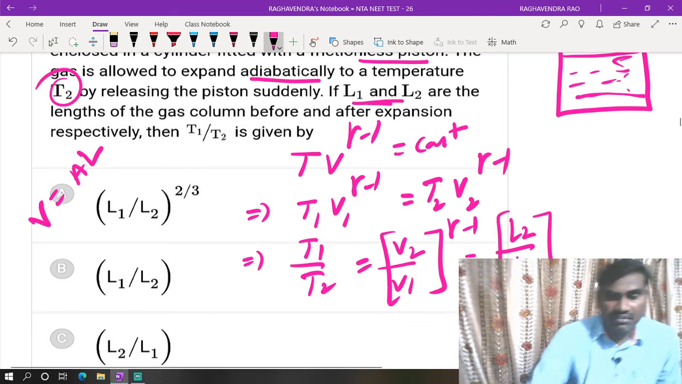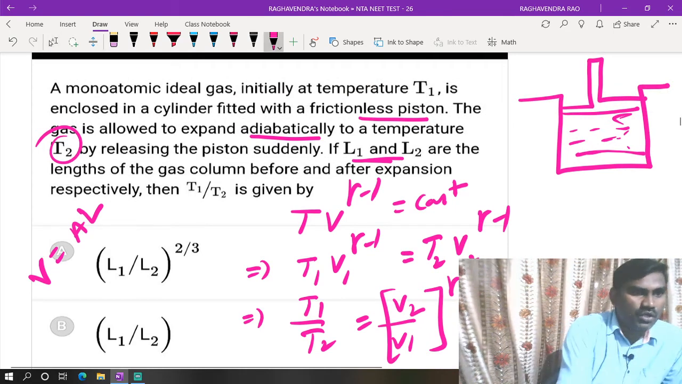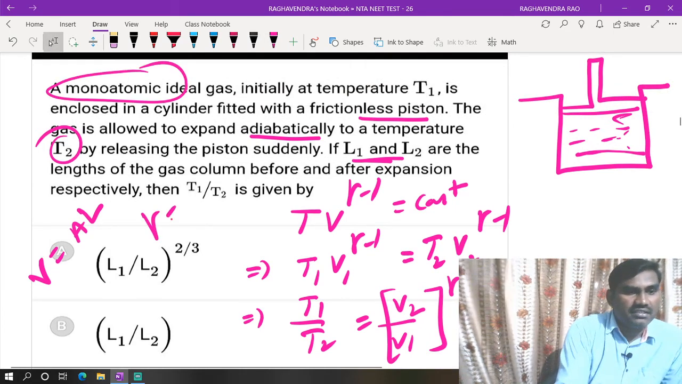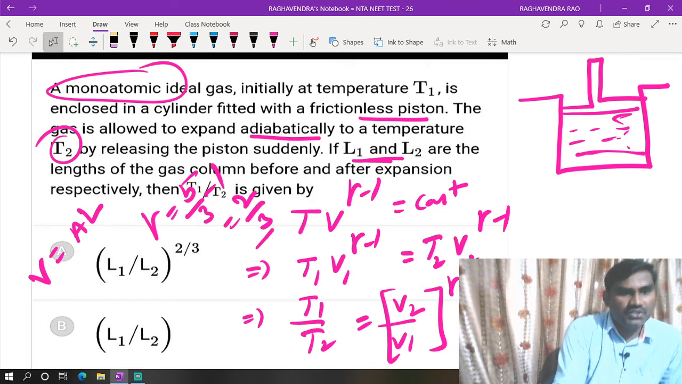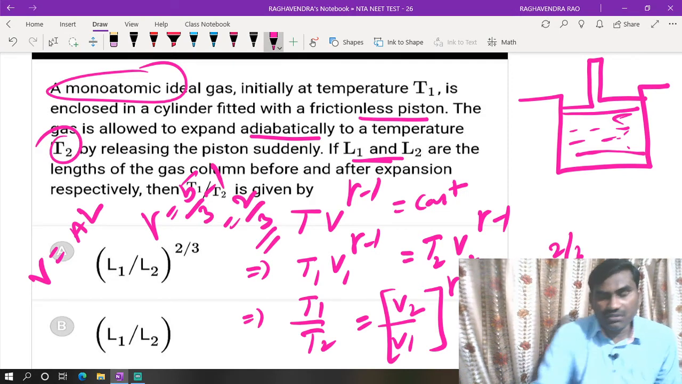So what is the value of gamma? This is a monoatomic gas. For a monoatomic gas, gamma is equal to 5 by 3, minus 1. That means this will be 2 by 3. So this is equal to 2 by 3.